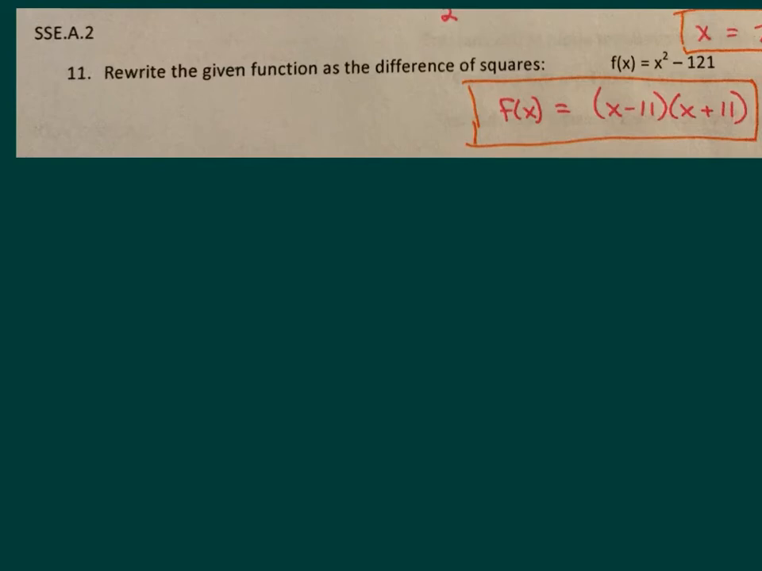If you wanted to go ahead and check it, you could draw the box method and multiply it out to see if it does indeed become that. But this was the answer they were looking for, okay? This is what they were looking for.